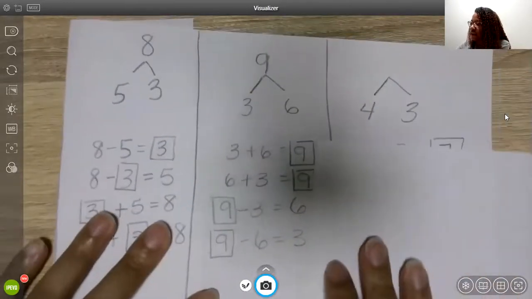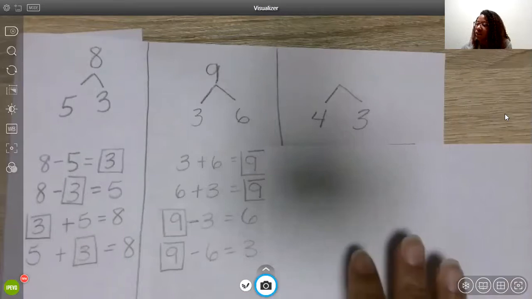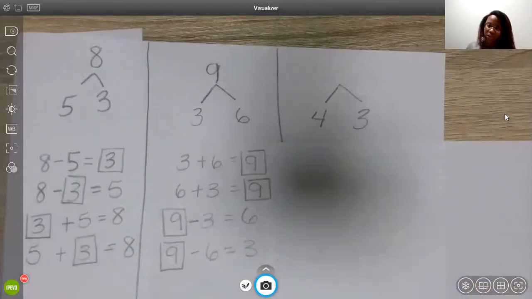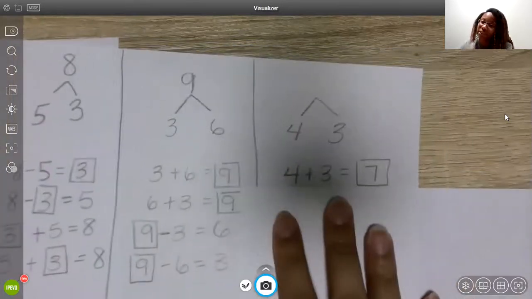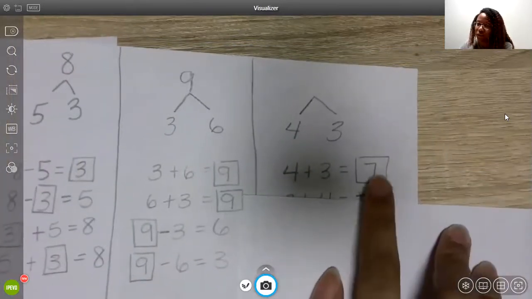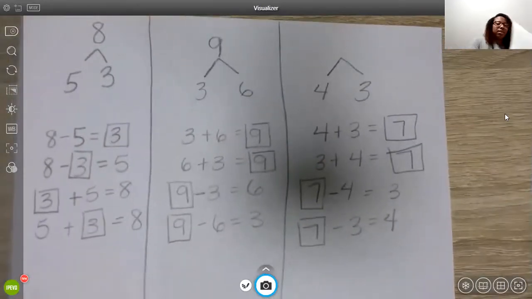And then for our last one, we also know our 2 parts right here. So it'll look very similar to the number sentences that we just created. But for my 2 parts, I have 4 and 3. What was the number sentence you came up with first? Okay, seems like you were able to do this on your own. So mine was 4 plus 3 equals 7. So I know my unknown or my missing number was 7.